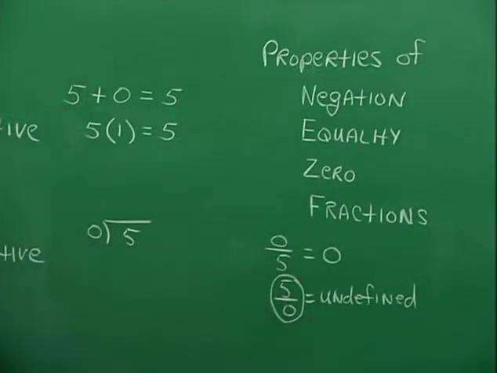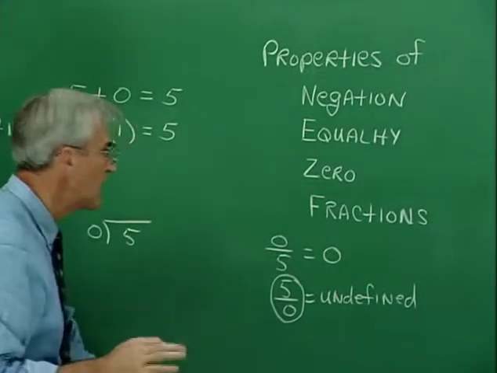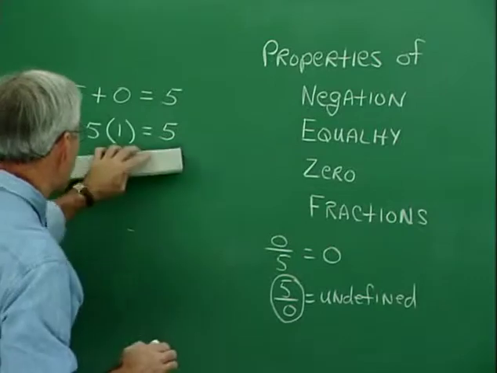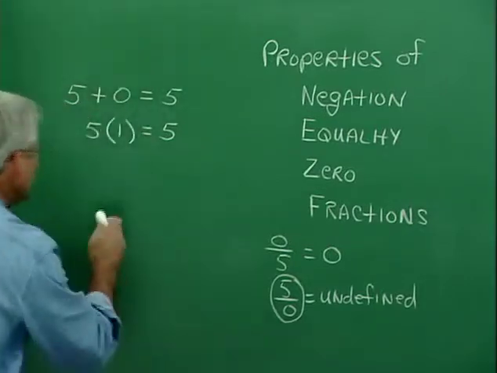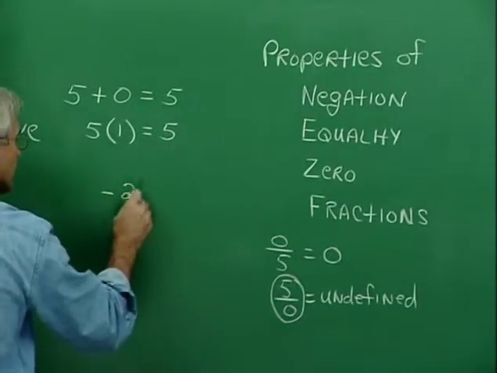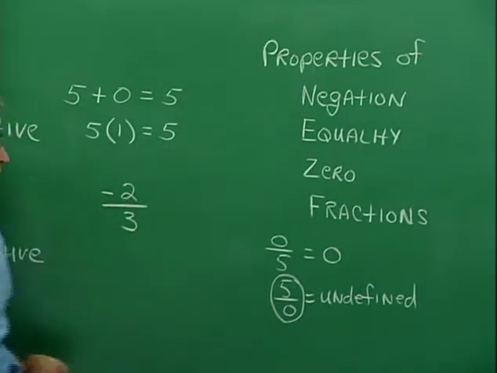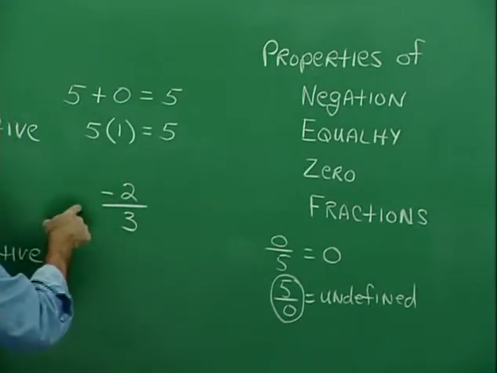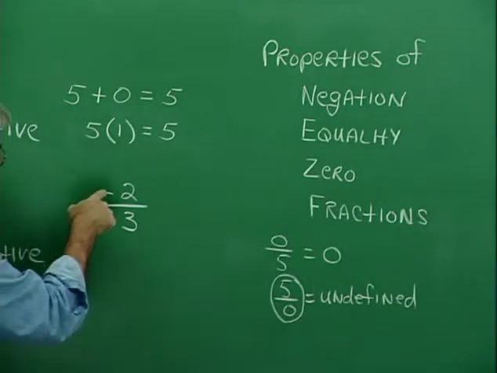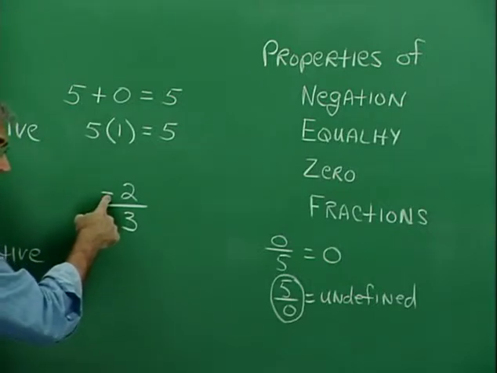Also with fractions is the notion of a sign, a minus sign. Now, if we have negative 2 over 3, there are really 3 signs in this fraction. There's the sign of the numerator, the sign of the denominator, and the sign of the fraction itself. And this minus sign can float to any of the 3 positions.